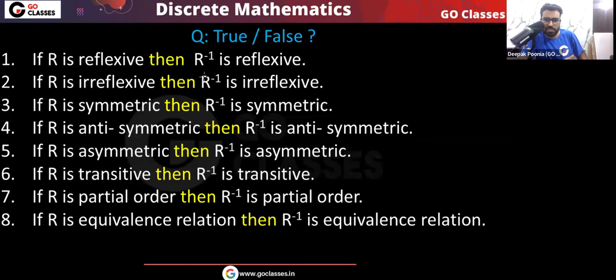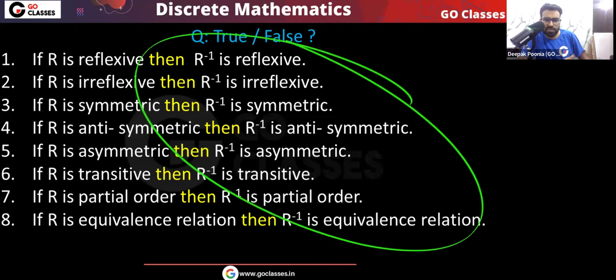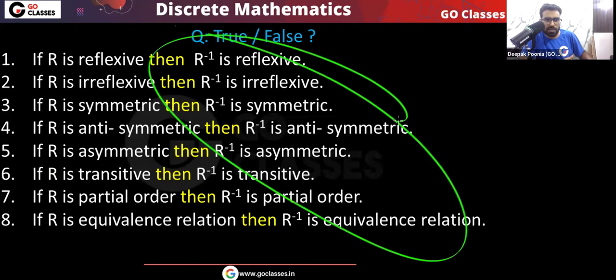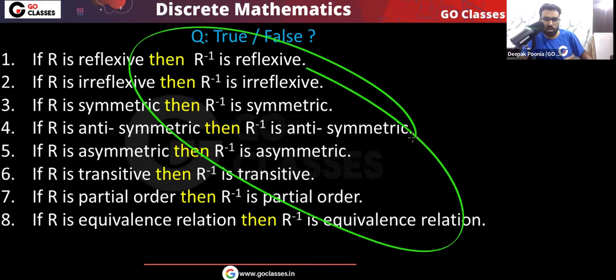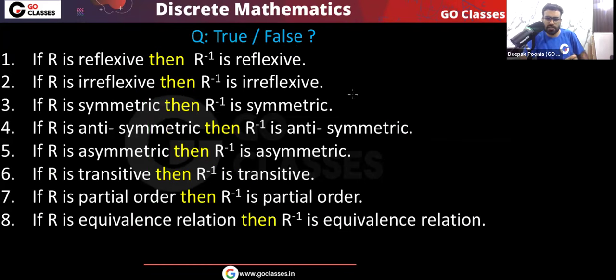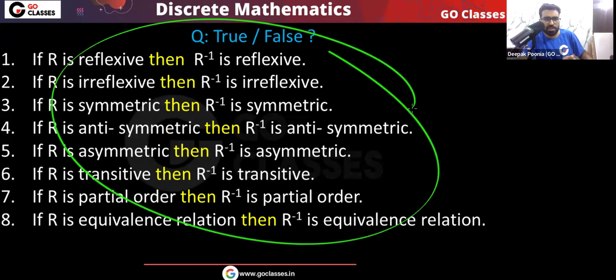If R is reflexive, then can I say R inverse is reflexive? We are asking about R inverse. If R is irreflexive, then is R inverse irreflexive? If R is symmetric, then R inverse symmetric. If R is antisymmetric, transitive, partial order, equivalence relation, asymmetric. Basically, all the categories we have covered here, and we need to find what can we say about R inverse. If information about R is given to you, then what can you say about R inverse? This is a very interesting question. Now let's solve it.